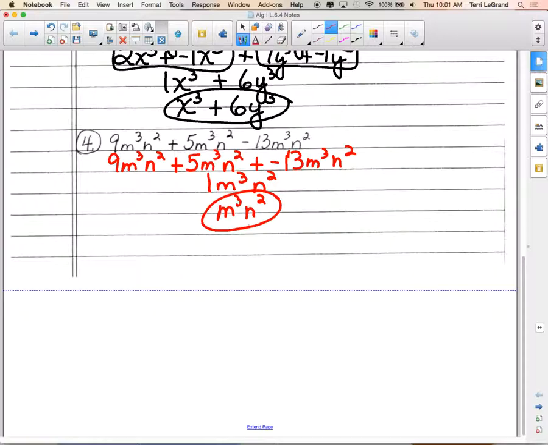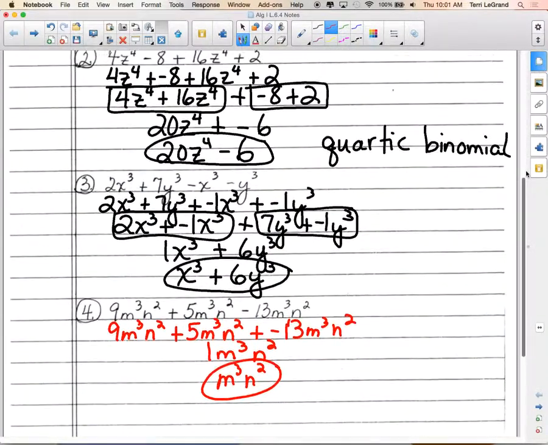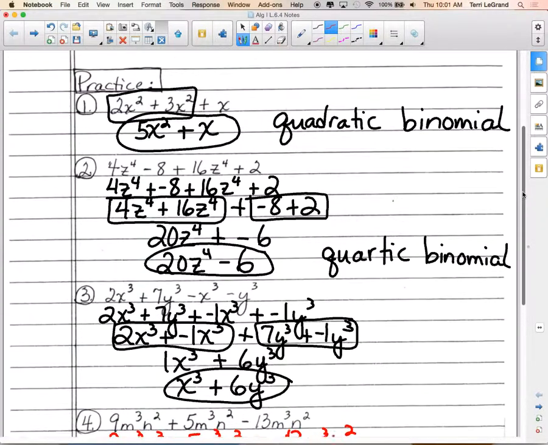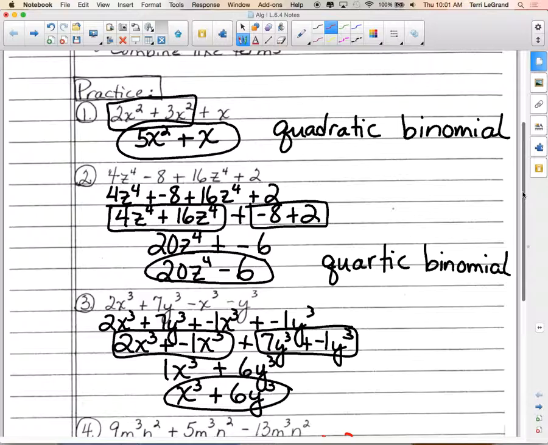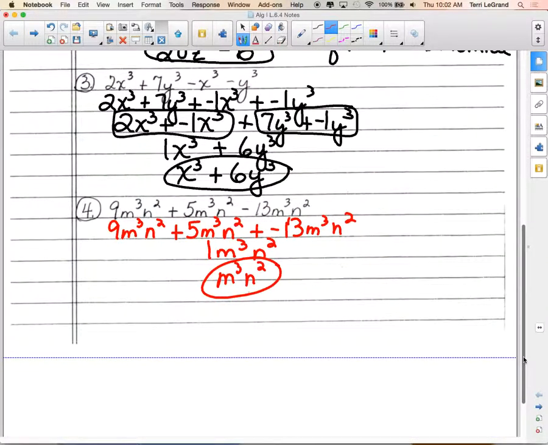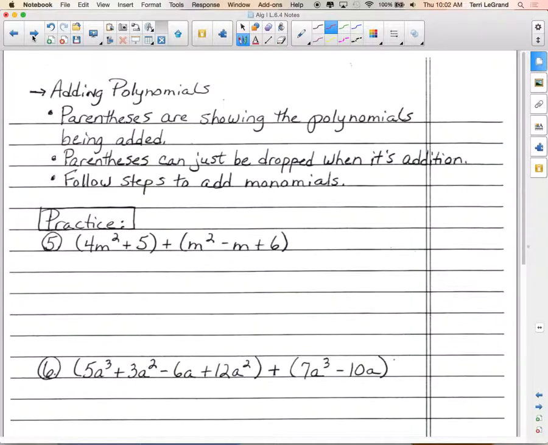So notice, every one of these we were adding monomials. There were no parentheses or anything. The first one we had 3 monomial terms we were adding. The second one we had 4. The third one we had 4. The last one we had 3 again. So we are just adding monomial terms on this side. Okay, let's go to the back side, and let's talk about when they're not just monomials.